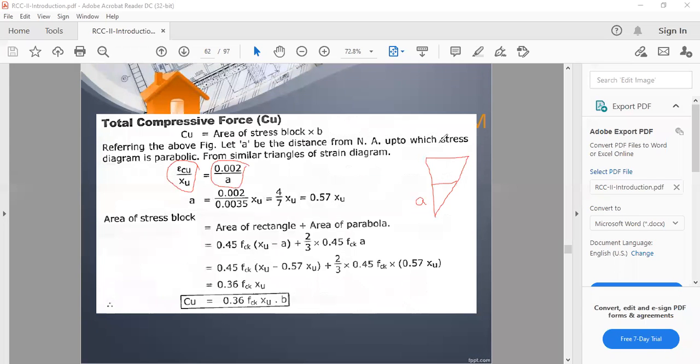This is your epsilon Cu here, and this is your A. So epsilon Cu divided by Xu, that is the depth, and then 0.002, that's the value, and here divided by A. So from here, with the help of the similar triangle of the strain diagram, you will get the value in terms of XU. So A is equal to 0.57 XU.